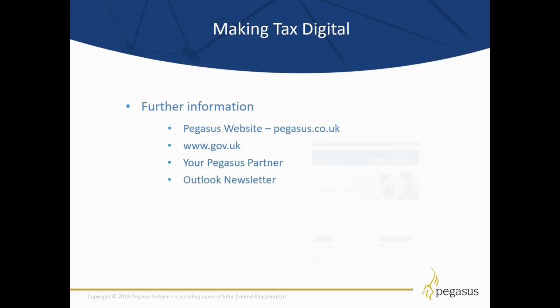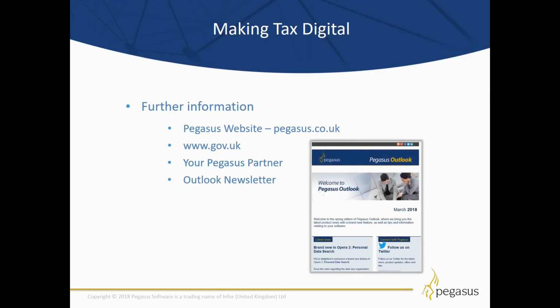Pegasus emails out the Pegasus Outlook newsletter to our customers. This covers many different topics, and of course we will have articles on Making Tax Digital. So keep an eye out for this newsletter. If you don't get this newsletter, then let your Pegasus partner know. They can have your name added to the mailing list.